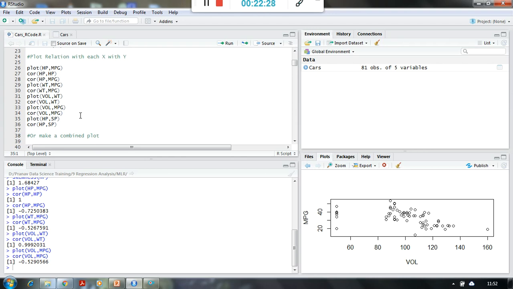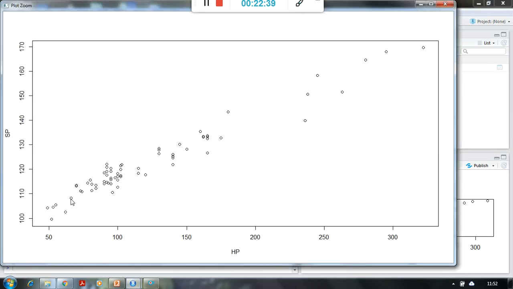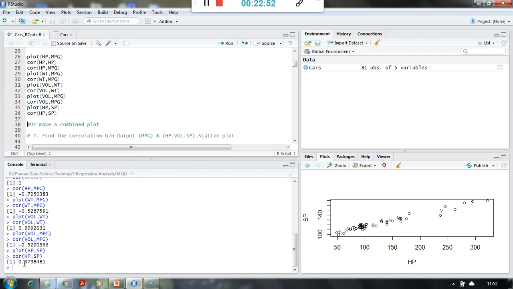So we are doubtful about whether we can go ahead and use these variables to predict the MPG value or not. Now let us look at the plot between HP and SP. Oh my God, they are also having a very good relationship with each other. It is a very strong linear relationship, and these are also two input variables. From the scatter plot and from the correlation coefficient, we have seen it is almost close to 1.